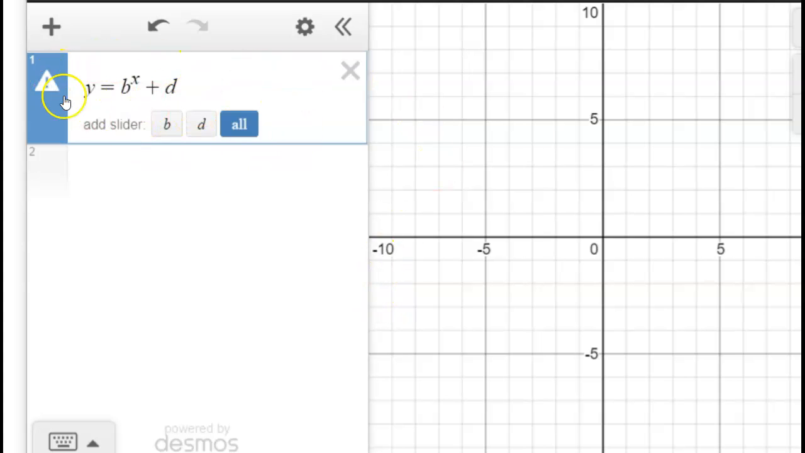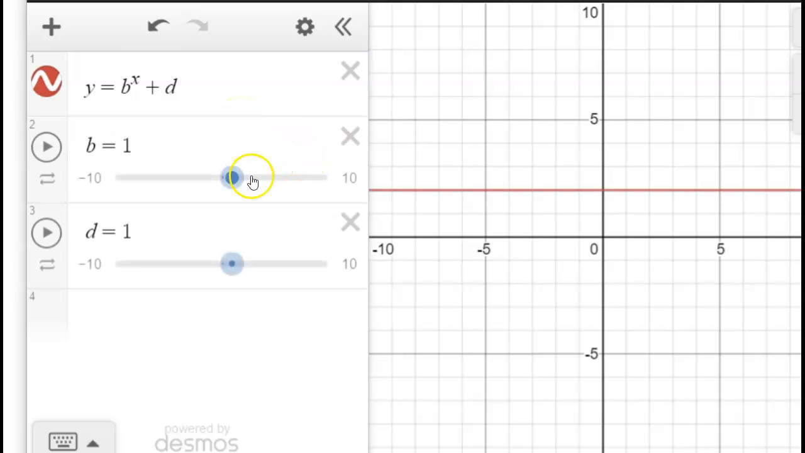So I want to look at this exponential equation in Desmos, and I'm going to click on this button right here that says All. Now, one student asked me yesterday, what happens if the b is equal to 1? And if the b is equal to 1, do you see that it makes an exact straight line? It is not exponential, because 1 raised to the first power is 1, and 1 raised to the second power is 1, and 1 raised to the third power. It doesn't matter what the power is, it's still equal to 1.